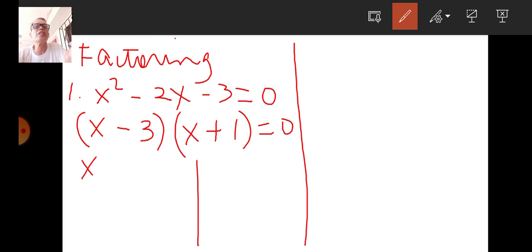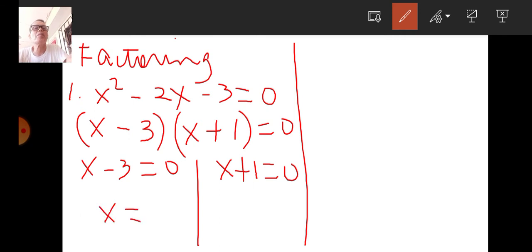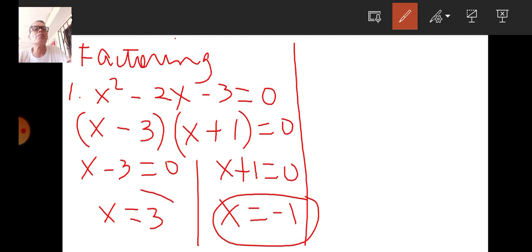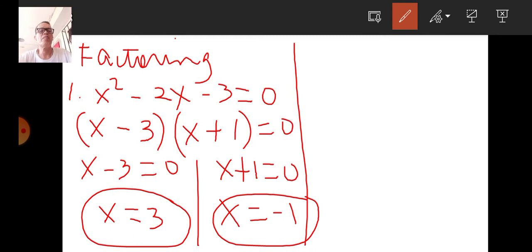You will have x minus 3 equals 0. The other one, x plus 1 equals 0. Then transpose 3 to the other side, it becomes x equals positive 3 and the other one is x equals negative 1. So the solution set of the equation is 3 and negative 1.